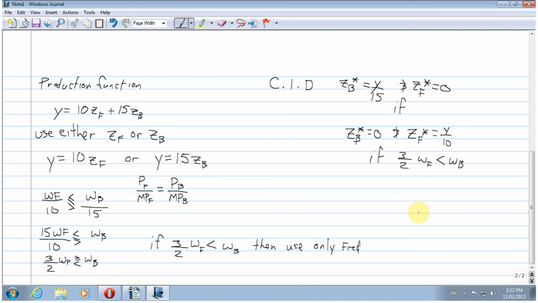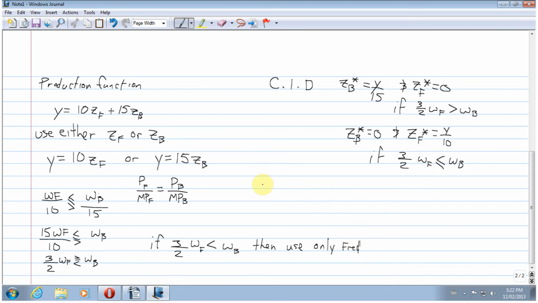And then if we're going to use Barney, the opposite must be true. So 3 over 2 WF greater than WB. And that was sufficient for a 10-point answer. But of course, there's always the possibility that they are equal, so you can pick which one you want to make less than or equal to. You didn't have to do that. If you knew how to do all of this, then you probably knew how to do the problem, and I gave you 10 points.